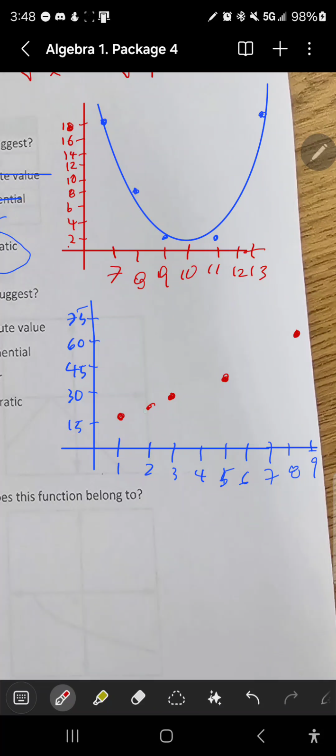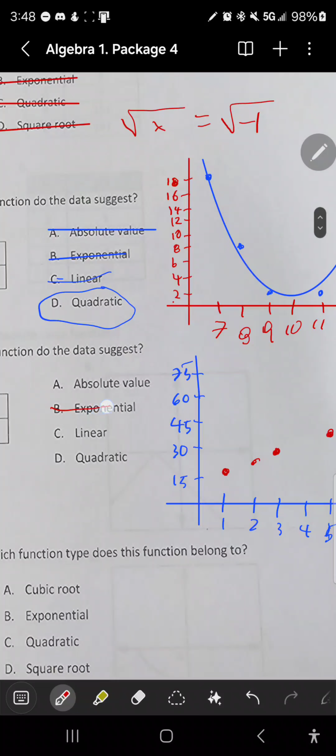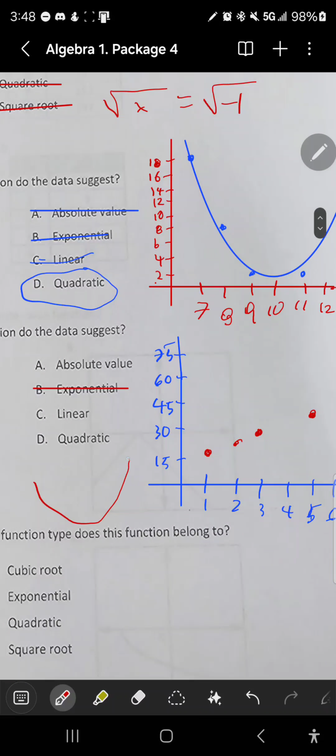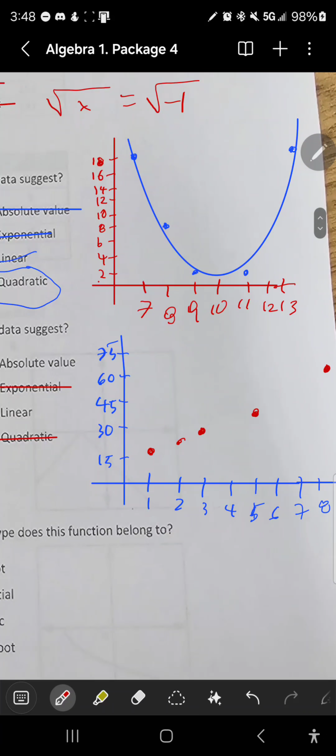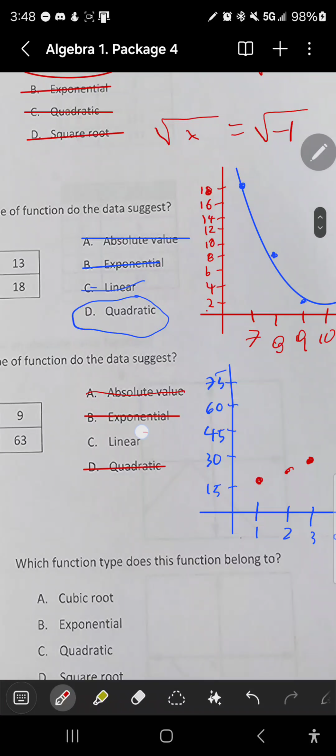Okay, this feels like a pretty straight line. So I don't see an exponential here. It's not going straight up or straight down, so it's not an exponential. I also don't see a quadratic for the same reason. I don't see any curvature here. I also don't see an absolute value, because all the values are going in the same direction. I don't see a V. So I would say it is linear.